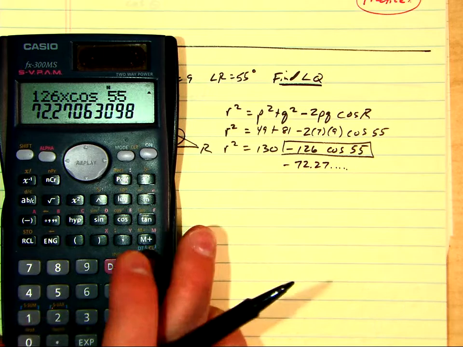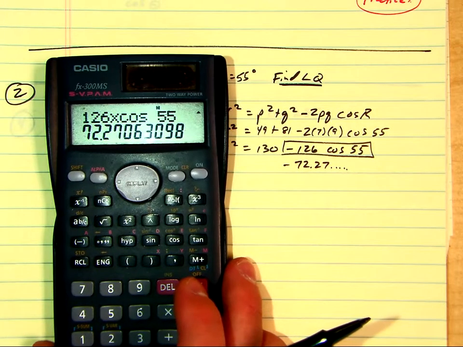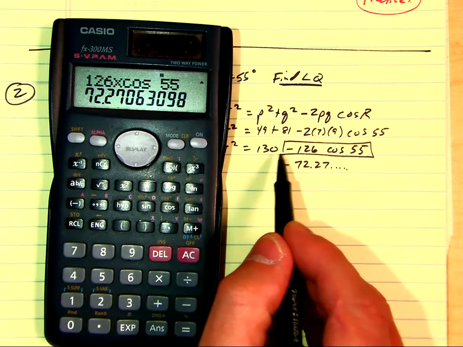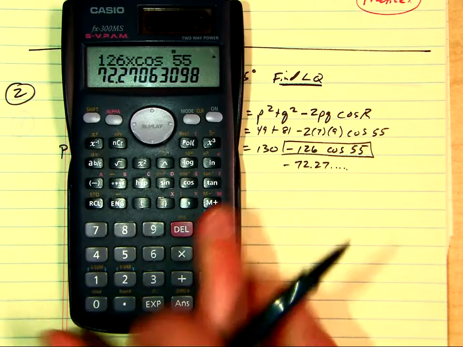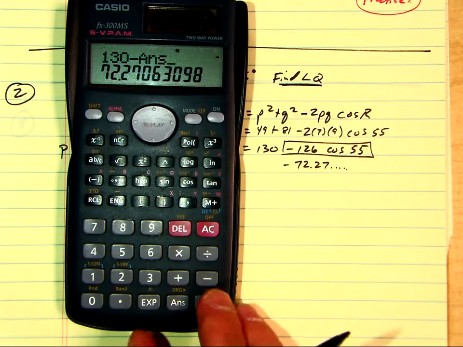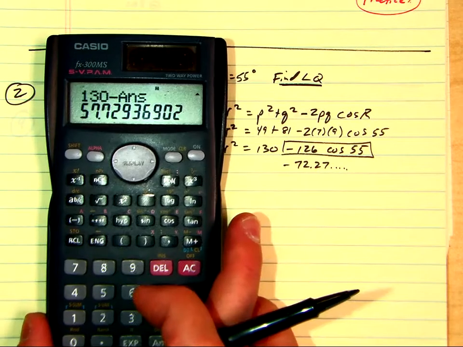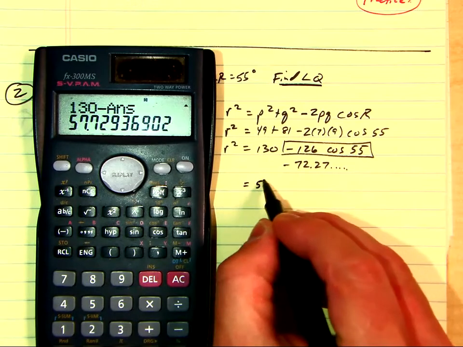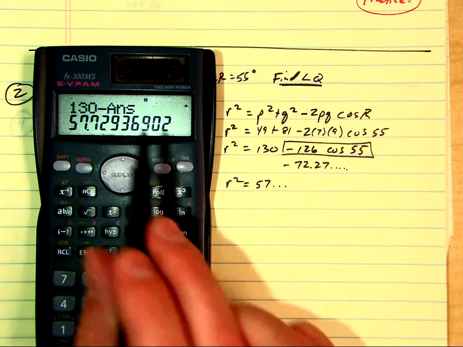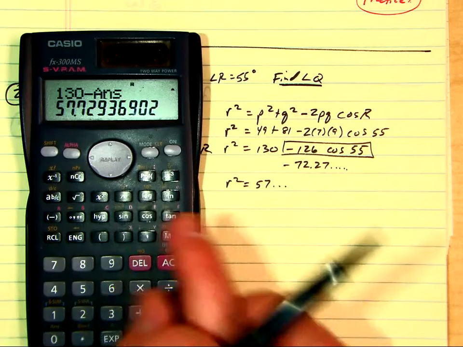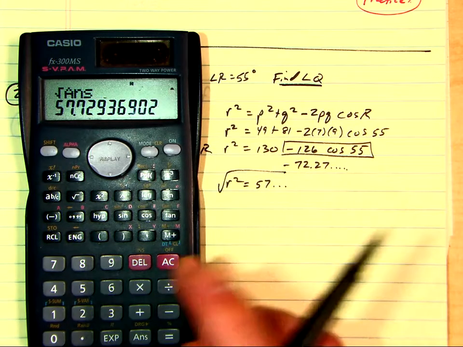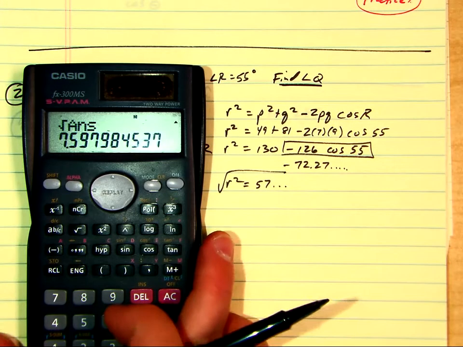Now watch this. Leave that number in your calculator, don't round it. I'm doing 130 minus this number. Let's see if this works. 130 minus the answer. Oh, it worked. That's going to be 57 something. And the last thing is do the square root of the answer. So round to the nearest.